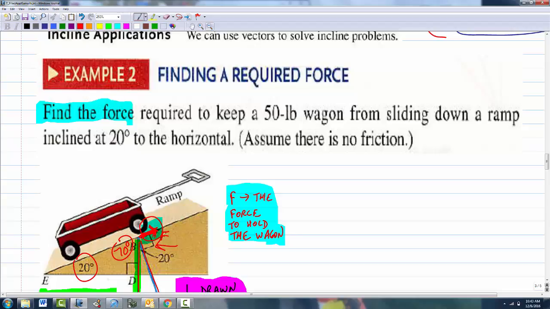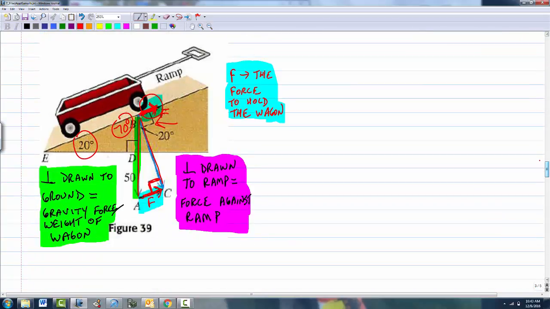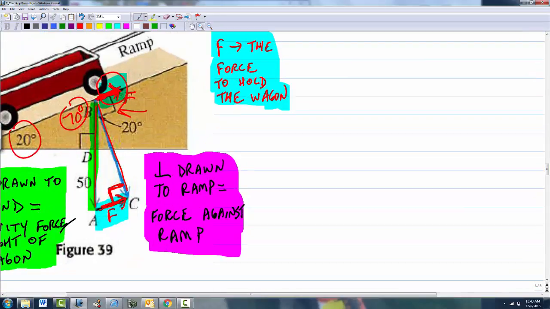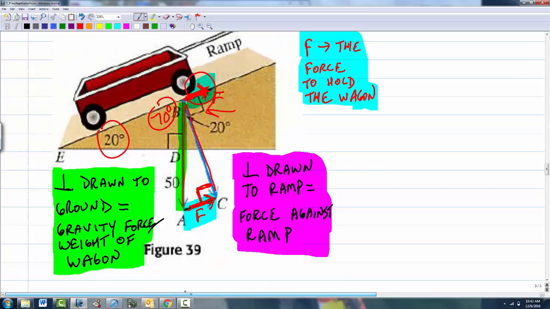From sliding down a ramp inclined, does the ramp incline matter? Yes. The steeper the incline, the harder. The less the incline, the easier. So what you have to understand is that from this little word problem, you must present this drawing. So I'm going to explain it. Now this could be any length that you want, but I'm going to do that last.